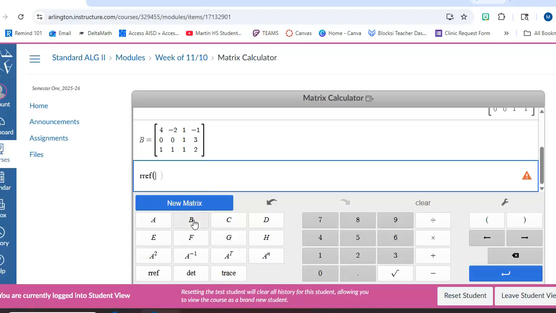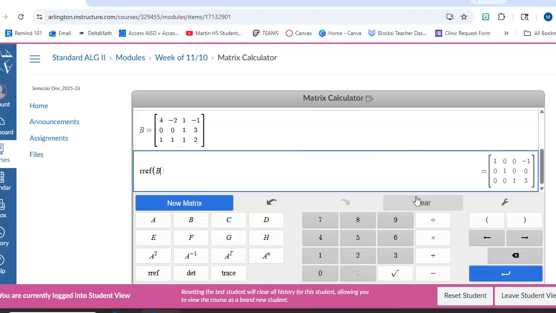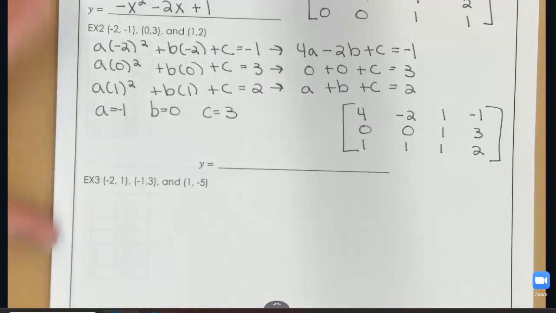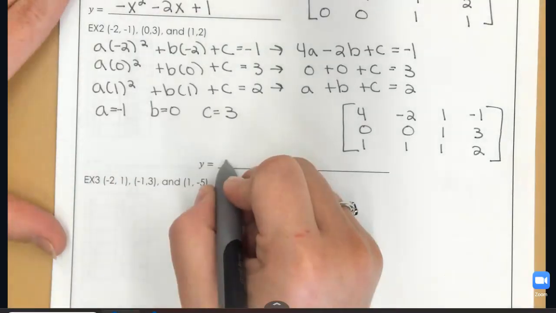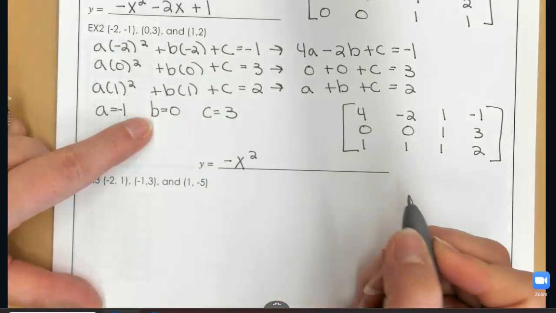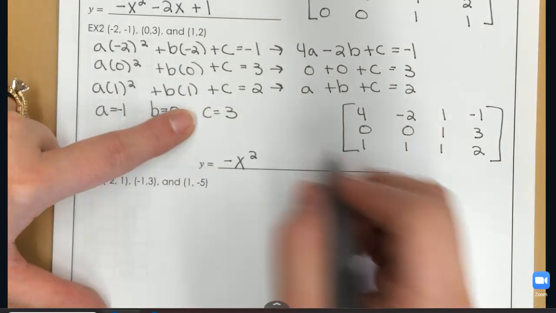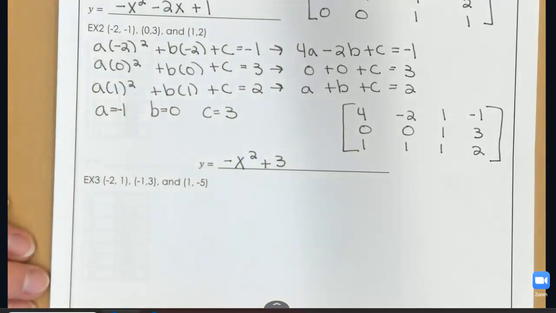Reduced row echelon, this one is now matrix B, and I get -1, 0, and 3. So A is -1, B is 0, C is 3. So putting those values into my quadratic, I'm going to have -x squared. If B is 0, that means I have no middle term, and this will just be plus 3.